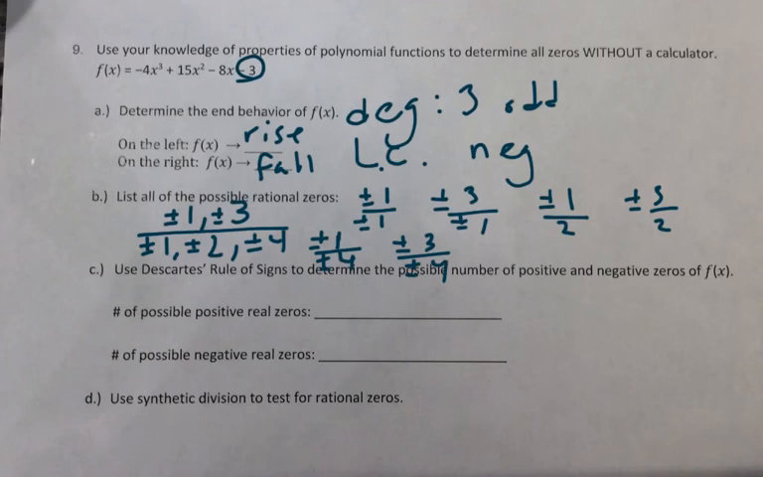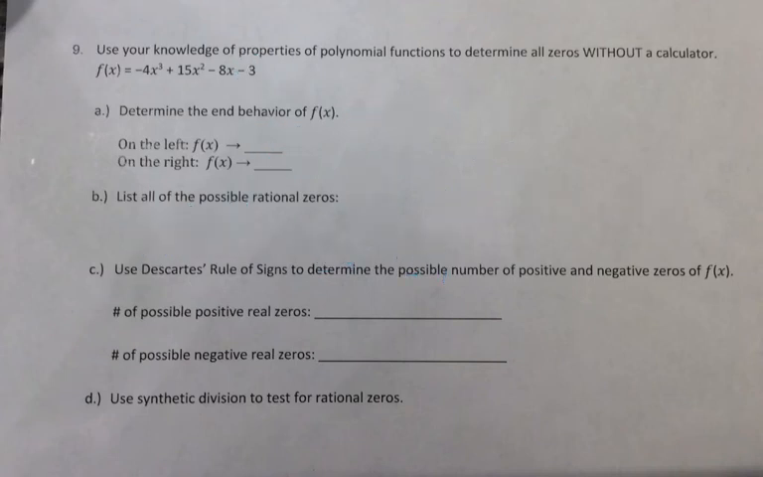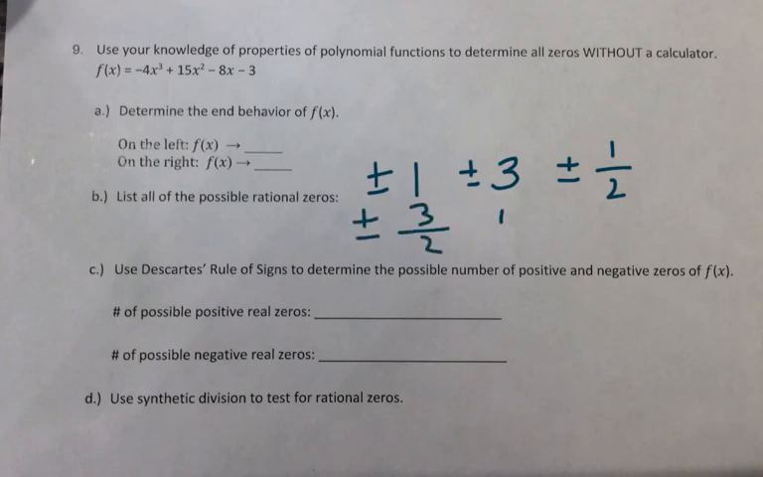So we get a lot of options, right? If I simplify those down, I'm going to end up having positive or negative 1, positive or negative 3, positive or negative 1/2, positive or negative 3/2, positive or negative 1/4, positive or negative 3/4 as my possible rational zeros.